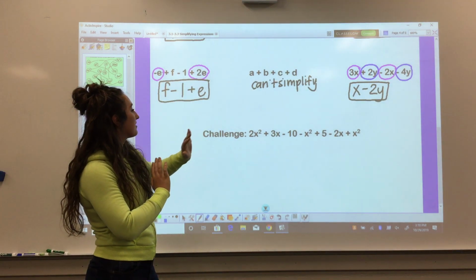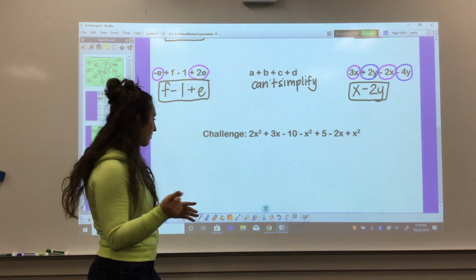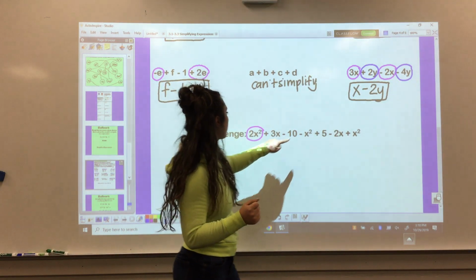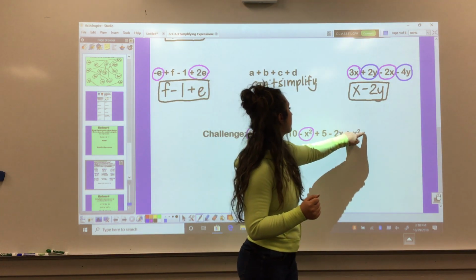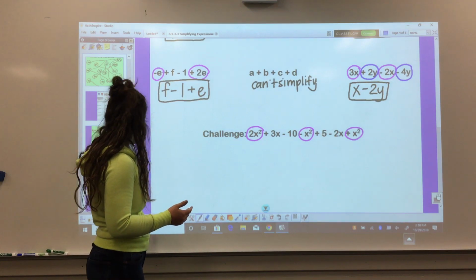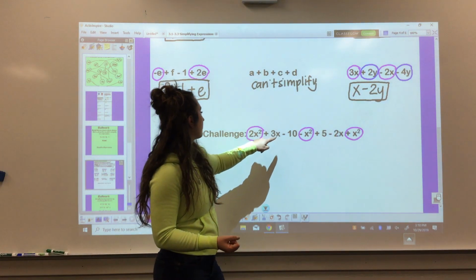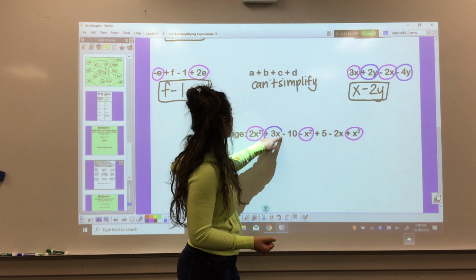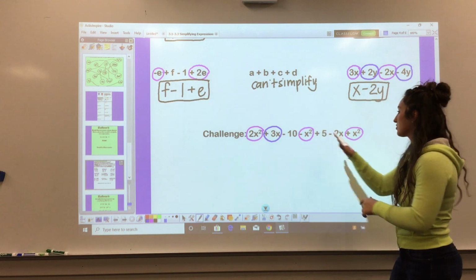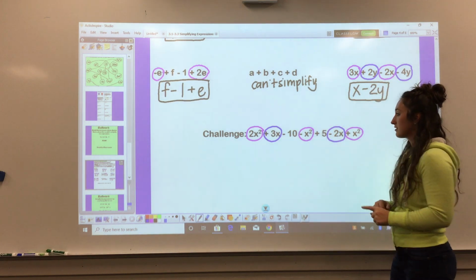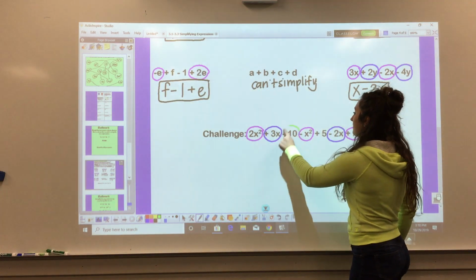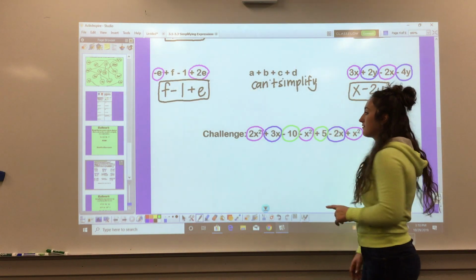So start by circling the like terms. So hopefully you already did this. And hopefully you noticed that 2x squared, negative x squared, and positive x squared are all alike. And then in another color, hopefully you said that 3x is a like term with negative 2x. And then lastly, negative 10 and positive 5.